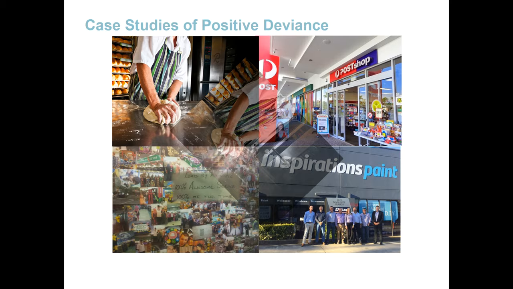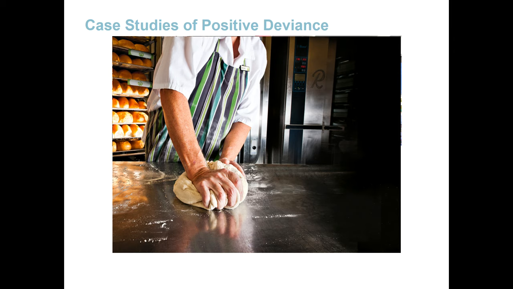I'm going to zoom into a study of bakeries here. In a retail store, in a supermarket, you typically have a bakery that sells bread rolls, packaged bread, and cakes and stuff like this. Now you can ask yourself, what might a positive deviant in a bakery be?